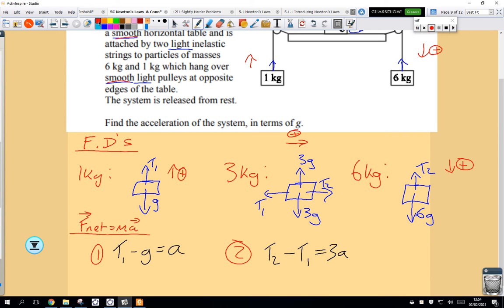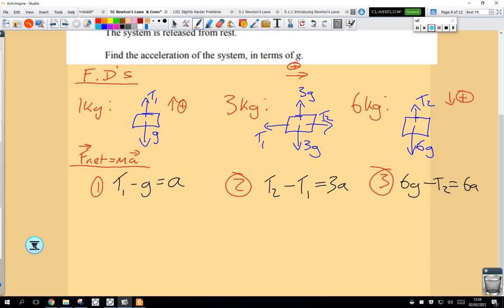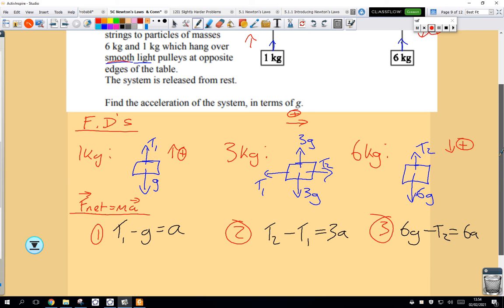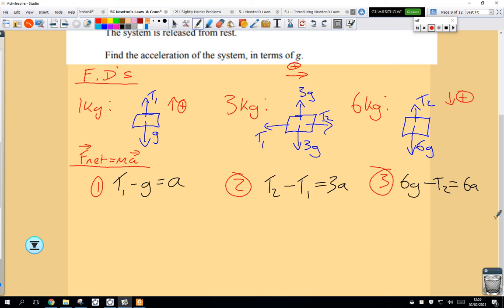And then finally, my third equation here is going to be, it's a down positive system. 6g is the positive force, T2 negative force. So 6g subtract T2 is equal to ma, which is 6a. So there's our 3 equations. We want to find the common acceleration of the system, the acceleration of the system in terms of g. So we're trying to find a.